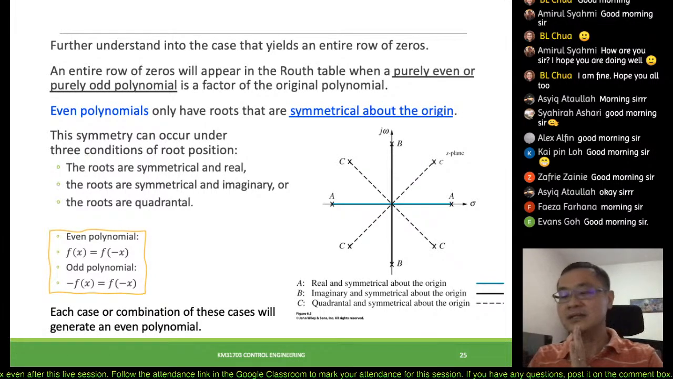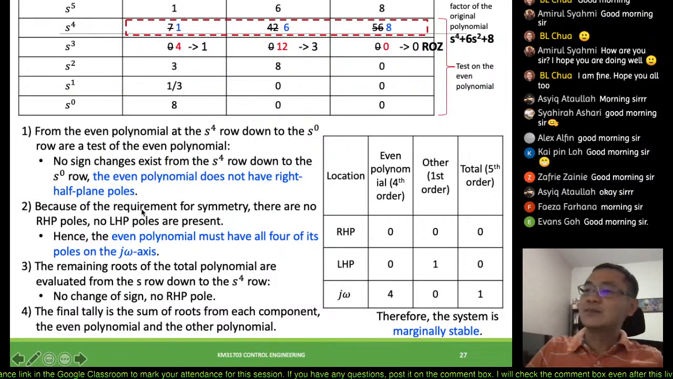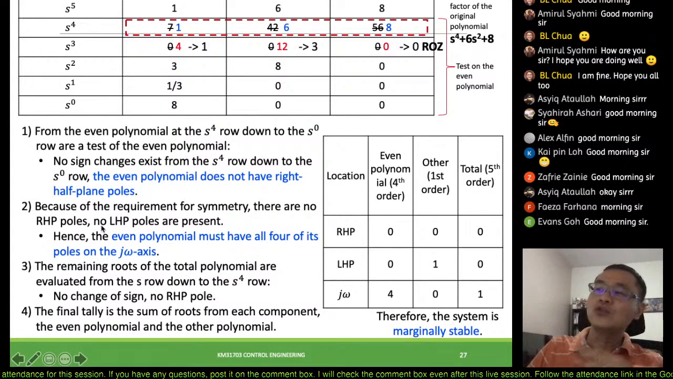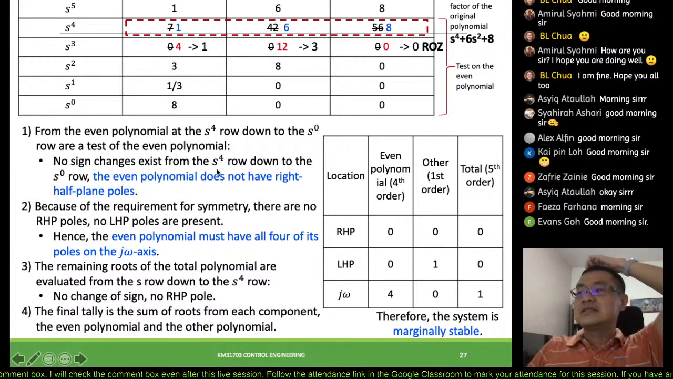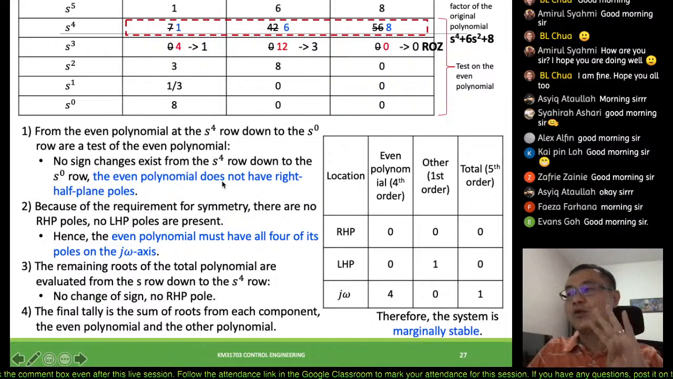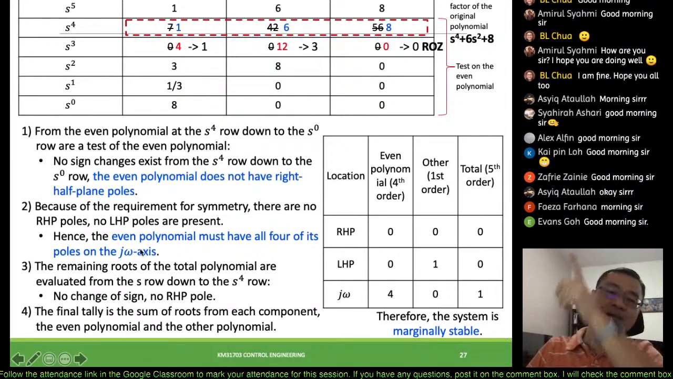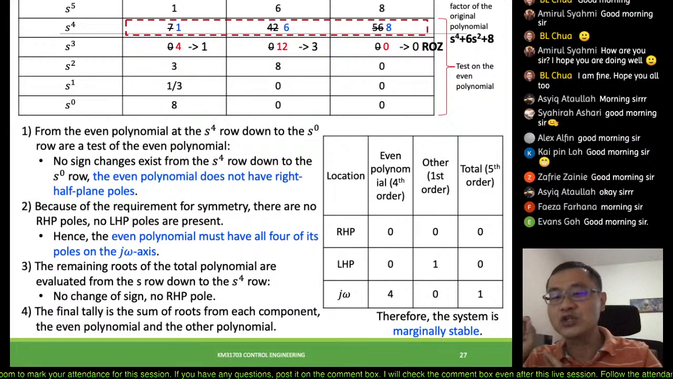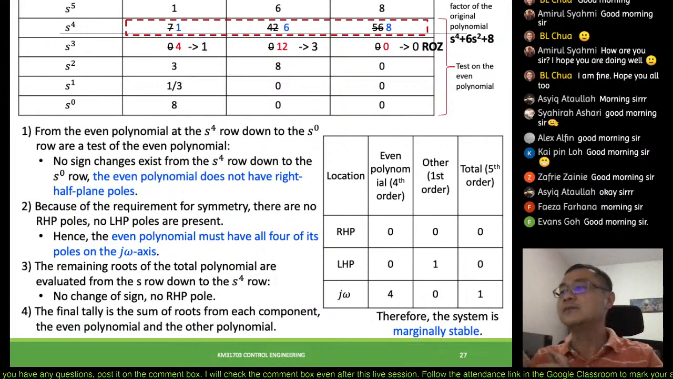Therefore, in this case, we would say that because of the requirement of this symmetry, no right half pole and no left half pole would be present, okay. And because of that, we know that this is S4, there are four poles related to it, and all these 4 poles will now lie on the imaginary axis, okay. So this criteria of symmetry is very important, okay, when we deal with the row of 0, right?